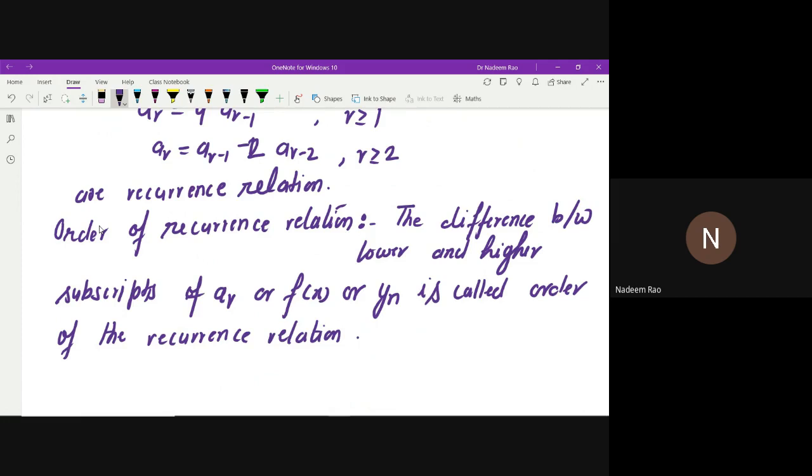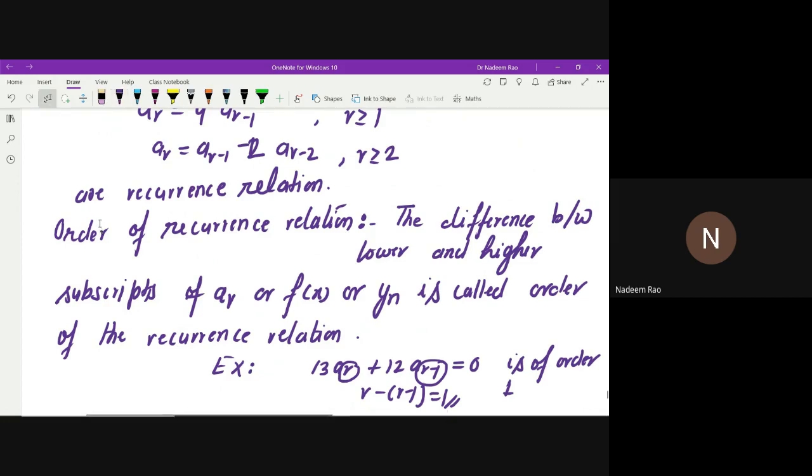For example, 13 ar plus 12 ar minus 1 equals to 0 is of order 1, because the lowest subscript is r minus 1 and the highest subscript is r, and their difference is r minus (r minus 1) equals to 1, which is the order of this recurrence relation. It is also called a differential equation.